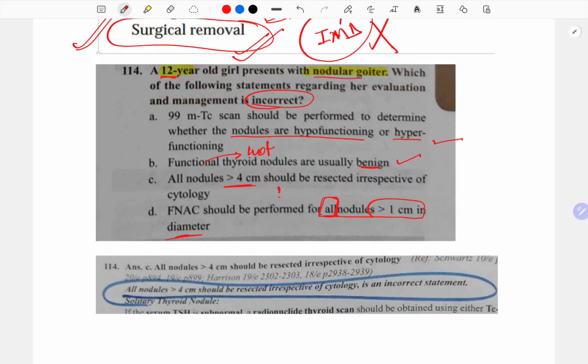FNAC should be done in all the nodules which are more than 1 cm. That's absolutely right. And this statement, all nodules more than 4 cm should be resected irrespective of the cytology, I showed you in the table above that not all nodules should be resected. Only those which come out to be malignant or about which we are suspicious should be resected. So this is the answer.